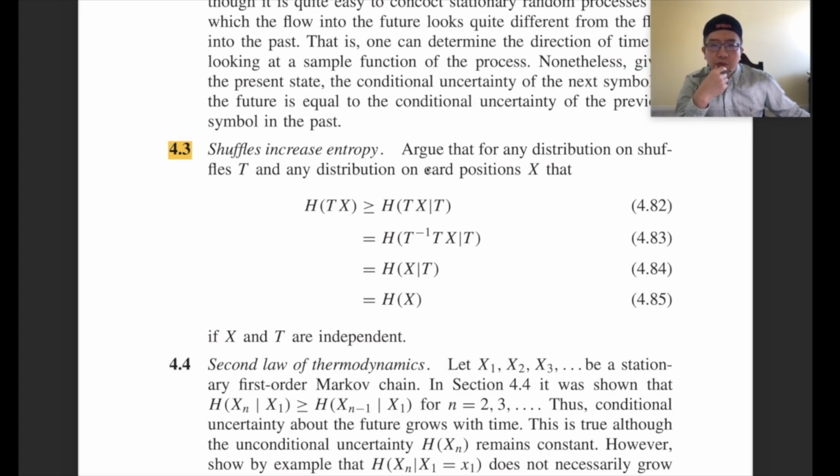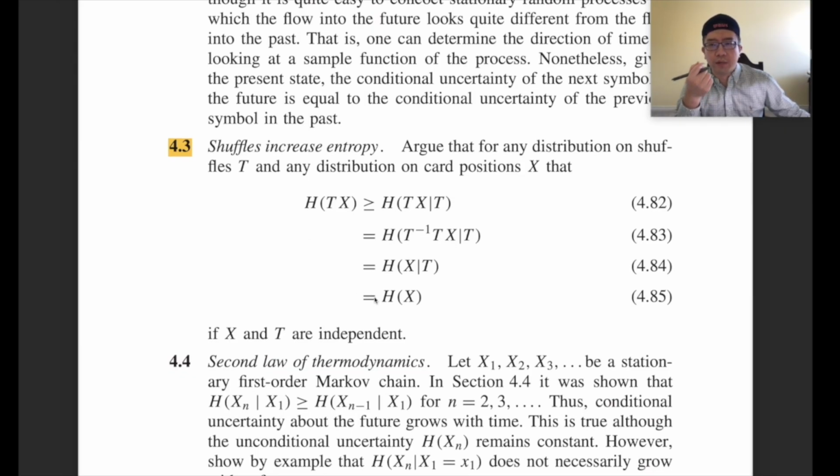So in this problem, we need to argue that for any distribution on the shuffle operation T and any distribution on the card position X, after shuffling, the entropy can be increased, right? Okay, and if X and T are independent, right? So the goal is to explain each step. Okay, so let's try to do that.